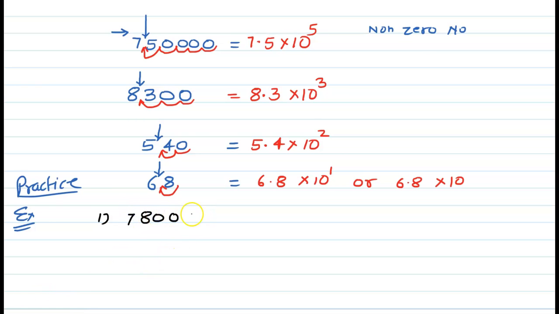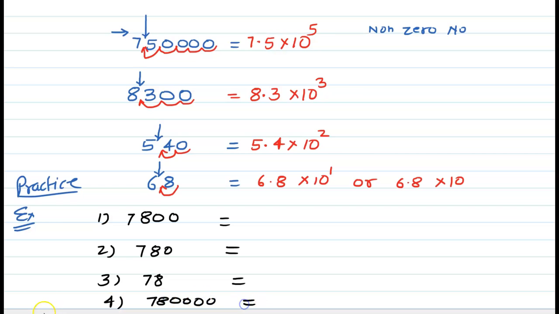7800. This is question number 1. 780 is question number 2. 78 is question number 3. And it is 780000. Please do these questions.